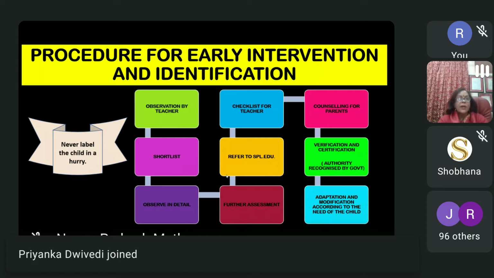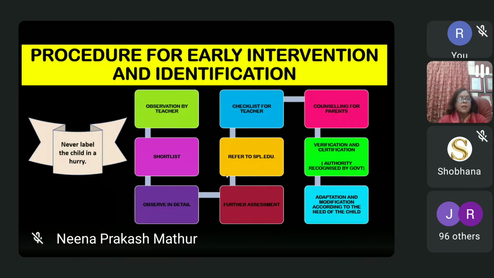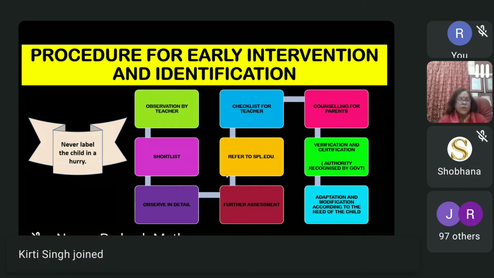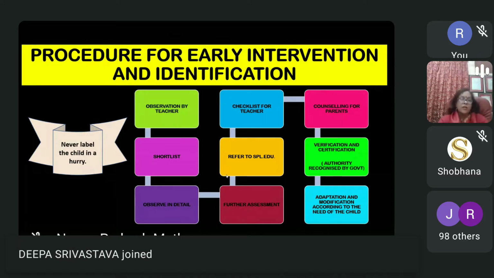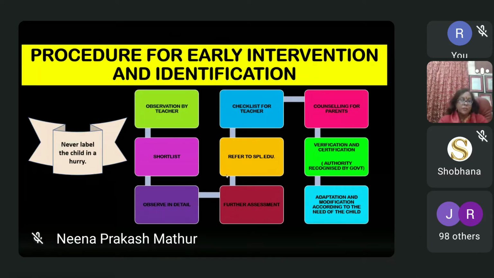Now, we are following the NCERT checklists in our school, and the teachers have been made aware of the checklist given out by the NCERT. Once the teacher has completed filling up the checklist, and she's sure and convinced that the child needs further intervention, she refers the child to the special educator.